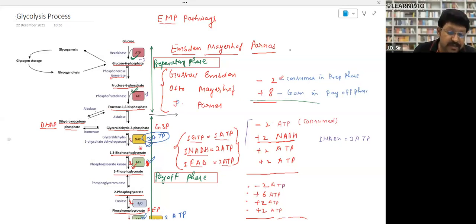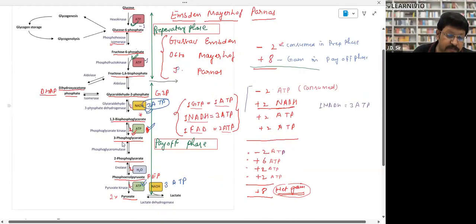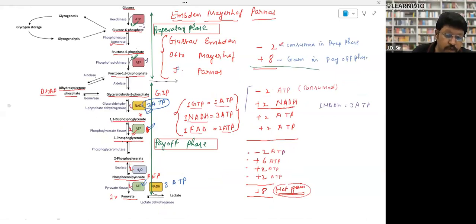Now, glyceraldehyde 3-phosphate will convert into 1,3-bisphosphoglycerate. When glyceraldehyde 3-phosphate converts into 1,3-bisphosphoglycerate, 2 NADH will be produced. And I have already told you that 1 NADH is equal to 3 ATP. So I have written here that 2 NADH molecules are produced. So now energy generation has started. That's why we call it the payoff phase. 1,3-bisphosphoglycerate breaks down into 3-phosphoglycerate.